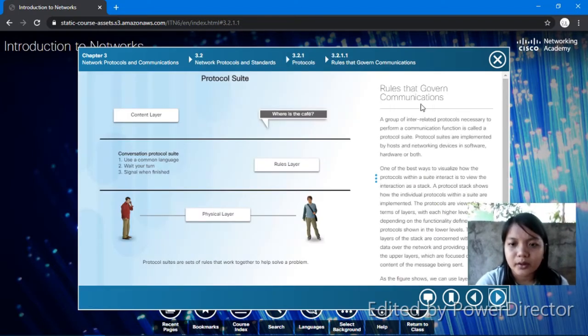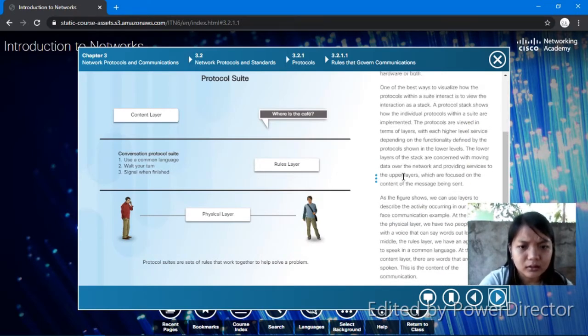Rules that govern communications. A group of interrelated protocols necessary to perform a communication function is our protocol suite. Protocol suites are implemented by hosts and networking devices in software, hardware, or both.